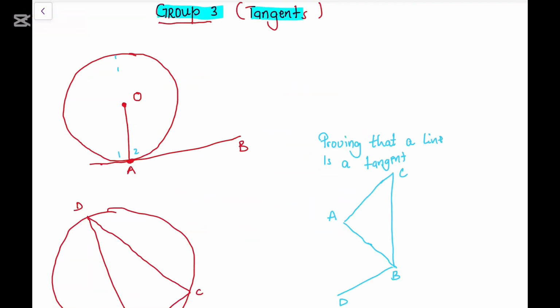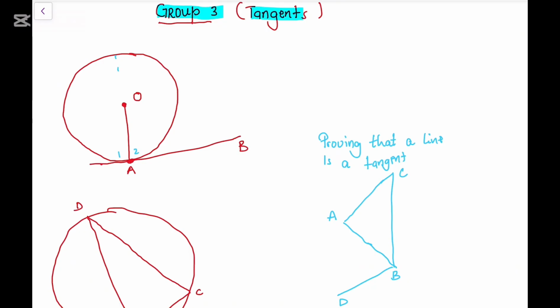Move to the last group, which has to do with tangent. So here the keyword is the word tangent, or they will tell you that the line touches the circle at only one point. For example, they will say AB touches the circle at A, so that means AB is a tangent.